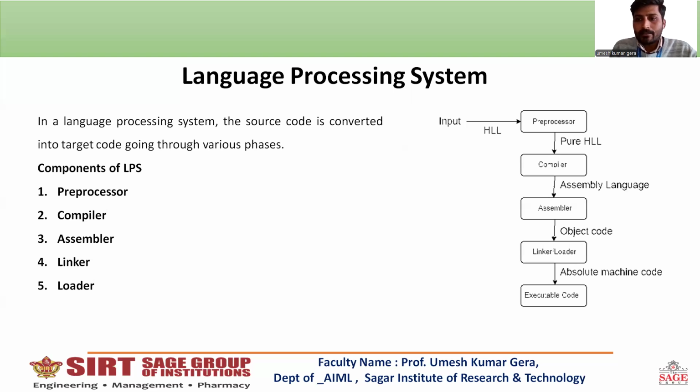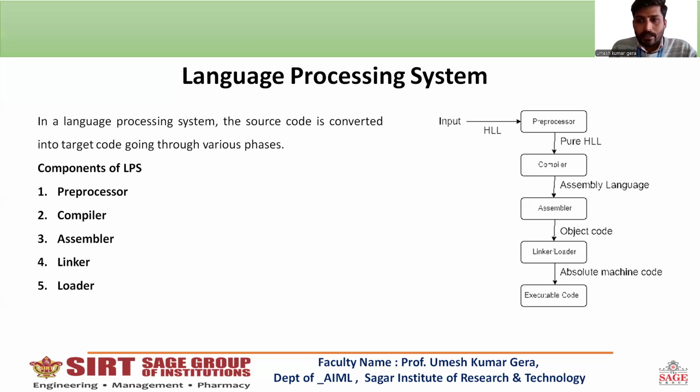And the second phase is the compiler. What is the main aim of the compiler? The main aim of the compiler is to convert your pure high level language program into assembly language. Assembly language is called a middle level language, where you can write a program in mnemonics. For example, whenever you want to add two numbers a and b, you write the code ADD a, b. So this is assembly language code.